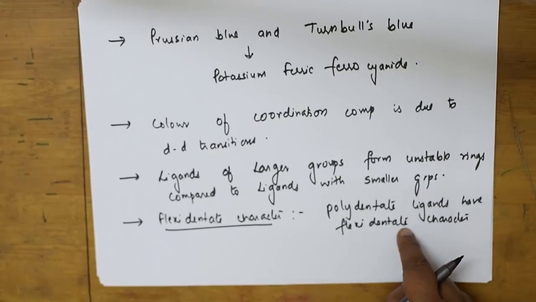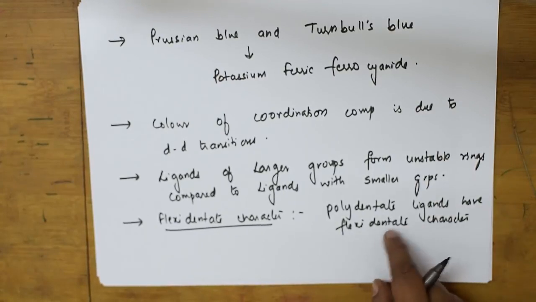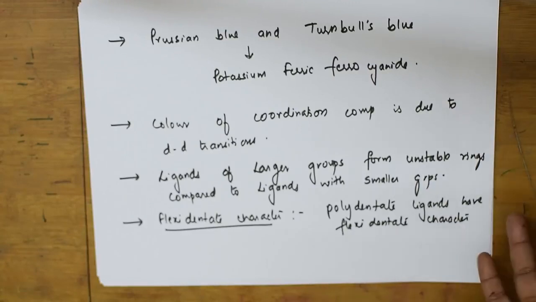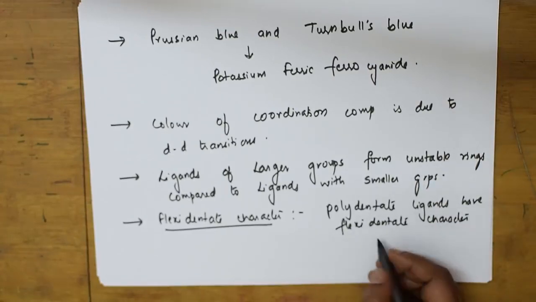They will not use all their donor atoms to get coordinated. Means when they are coordinating, they do not use all the donor atoms. Example is EDTA, it acts as a hexadentate ligand. But it can also act as a pentadentate and tetradentate ligand. That means it will not use all its donor atoms.